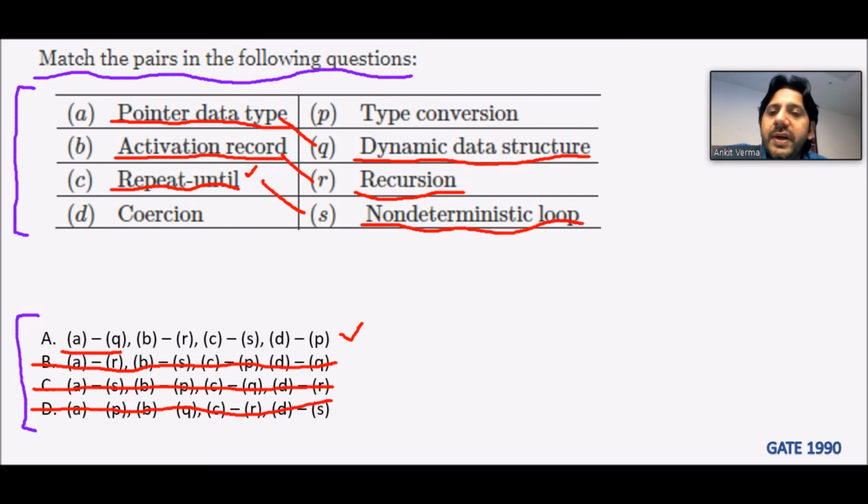Now the next one we are having is the coercion. So implicitly or explicitly changing the type is called the coercion. It is the part of programming language. So the correct option for that one is the P, that is type conversion.